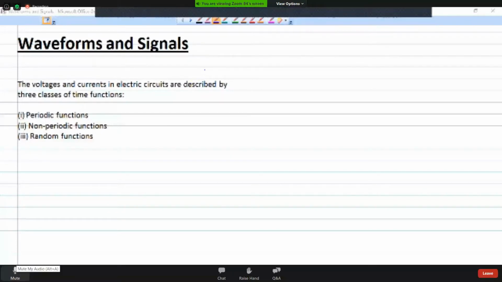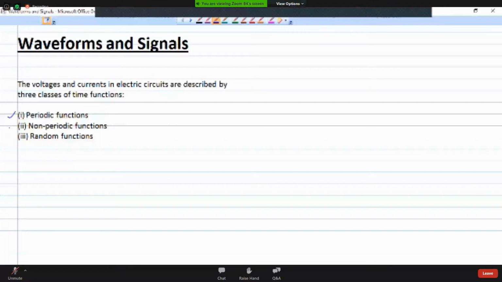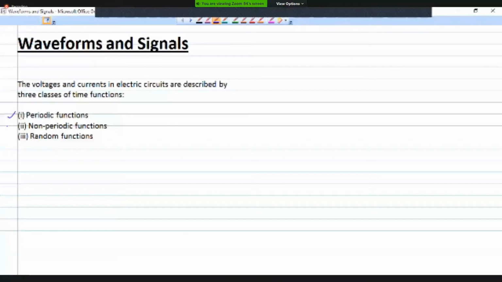First of all, I would like to talk about waveforms and signals, because it's very important as far as networks are concerned. The voltage and currents in electric circuits are described by three classes of time functions. So it's basically mathematics only. We can have periodic functions, which are recurring; the shape is repeated after certain periodic times. Then we have non-periodic functions, that is, we cannot write that function as a periodic function.